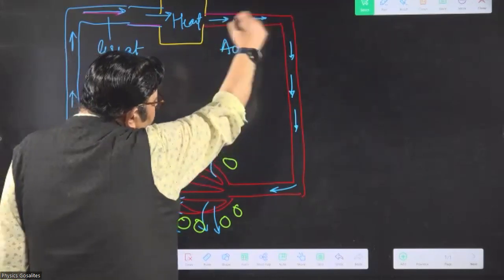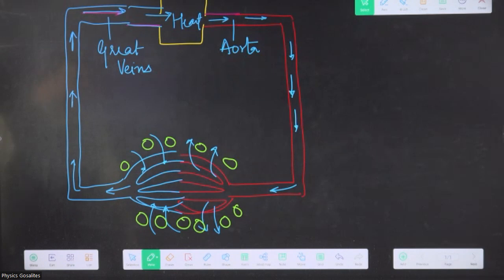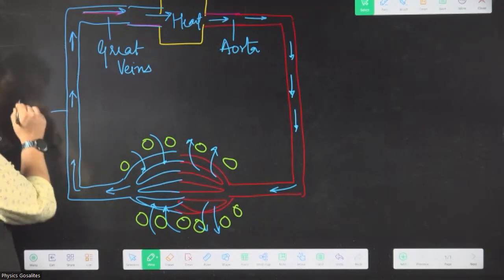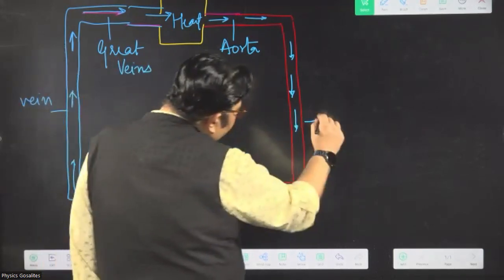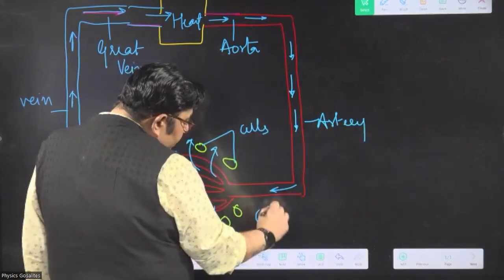Aorta, the great artery. It divides into smaller arteries, and those into further smaller arteries, then into arterioles, and arterioles into capillaries. So this is just one circuit I have shown. In the same way, there are thousands and thousands of circuits operating. But the basic ethos is this only: coming into arteries, going into the tissues, coming back into the veins, through the capillaries, and then draining back through the veins. So I'll call it a vein here, and an artery here. These are the cells of the tissues.